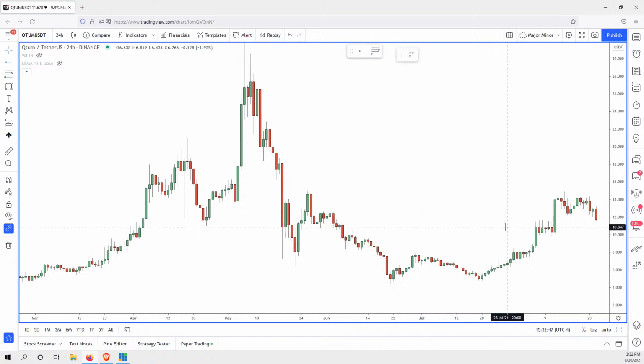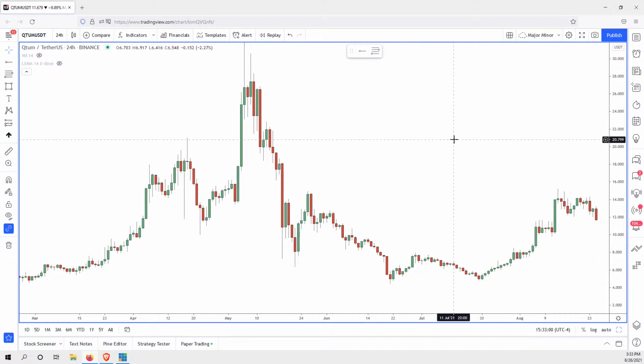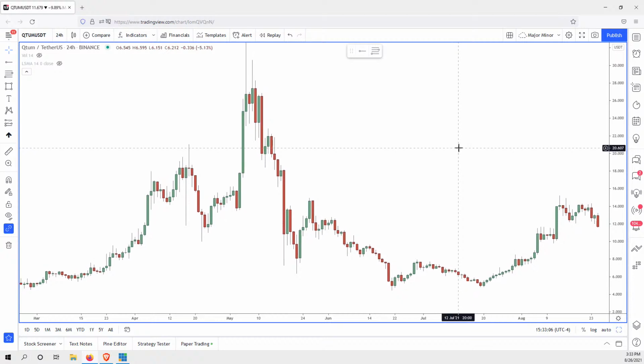So you have this level right here, which is around 11.5, maybe $12. That's one level to anticipate. And then you have this level right here, which is 7.25 basically. So those are your support levels where you're anticipating some type of bullish reversal. Again, Bitcoin needs to do the same thing.